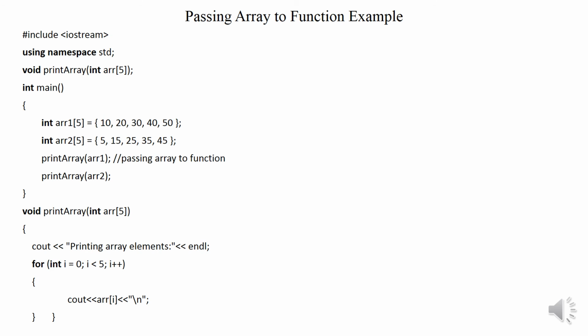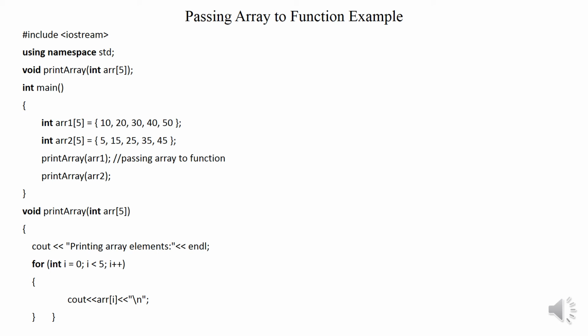Passing an array to a function. Likewise, we pass parameters. Similarly, we also pass an array to any function. In the main program, there are two different arrays. Array 1 consists of 5 elements, and array 2 also consists of 5 elements. Both are integer data type. In the first array the elements are 10, 20, 30, 40, 50, and in the second array 5, 15, 25, 35, 45.